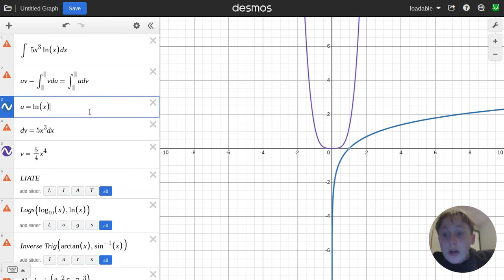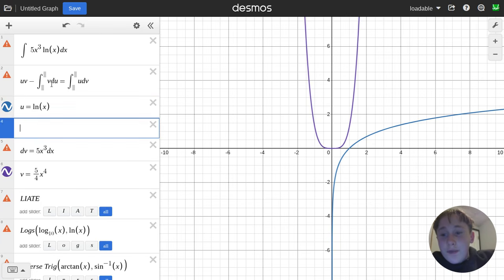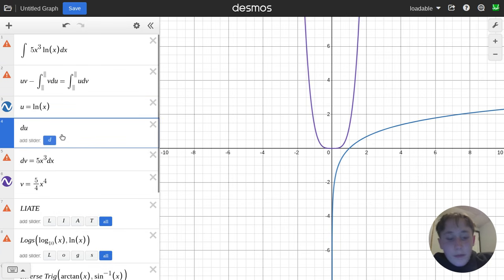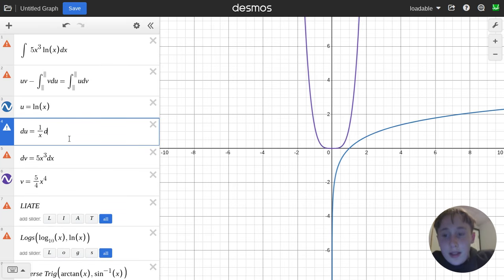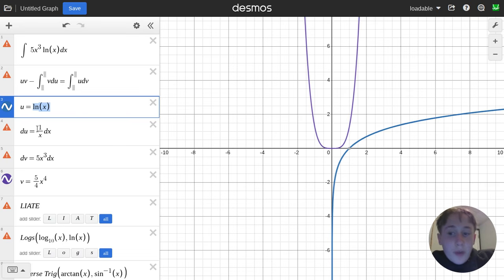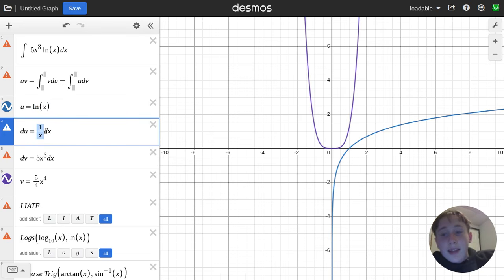And now let's also go ahead and find du, because we need it for this. du equals 1 over x dx. That is because the derivative of log natural x is 1 over x. And of course we have the dx, because it's not just v times 1 over x with no differential. We need that in an integral, so we are going to include the dx there.